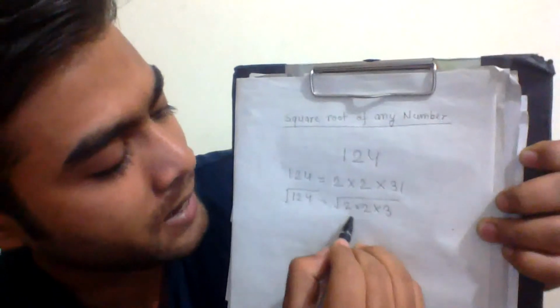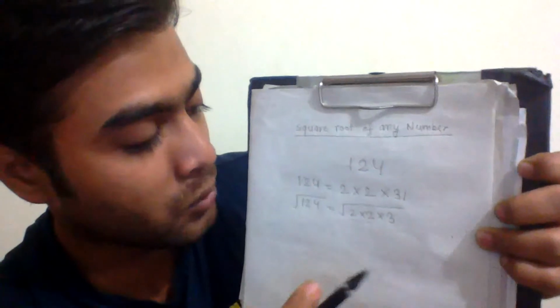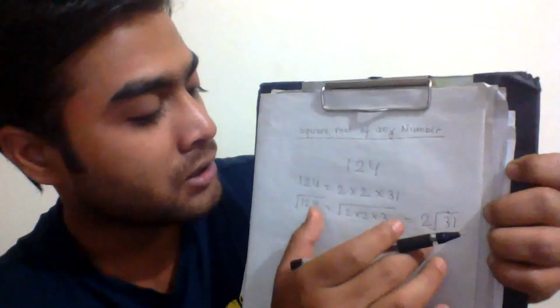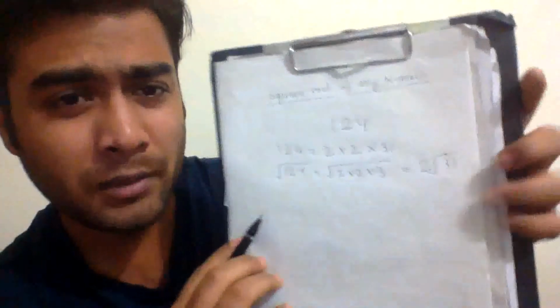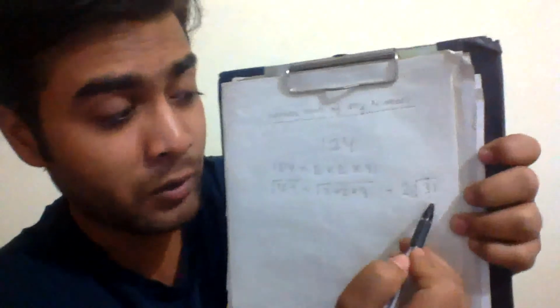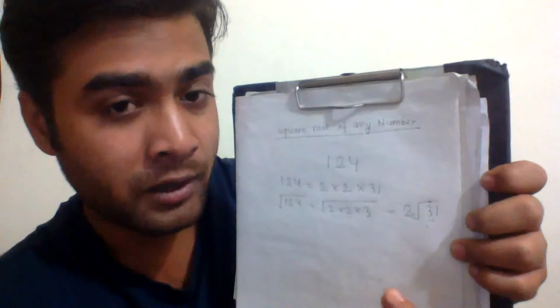First of all, I have to find the square root. I can see here that I have 2 twice, so I can write it as 2 root under 31. So ultimately I have to find the square root of 31 and multiply it by 2 so that I get the square root of 124. This sometimes may not be applicable, because again you have to find the square root of this number, which is itself a prime number.